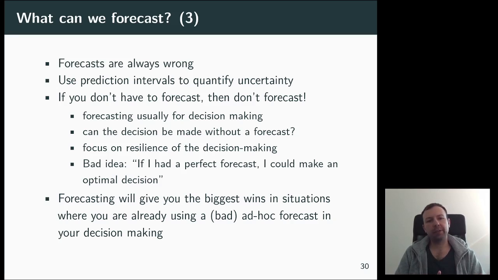What I've seen failing a couple of times is if you say, well, if I had a perfect forecast for what the weather will be in 2 weeks' time, then I could make an optimal decision now. Usually your forecasts are not going to be that good, so the decision making is not going to work very well based on that forecast. On the other hand, situations where I have seen forecasting really work very well and where it gives you the biggest wins are situations where you are already using a usually quite bad ad hoc forecast in your decision making, right? That's probably true in retail. In retail, to make a decision how much to buy, you will always need to predict how much you're going to sell. And now the question is just, do you use a naive forecast to predict how much you're going to sell, or do you try to do something more sophisticated?